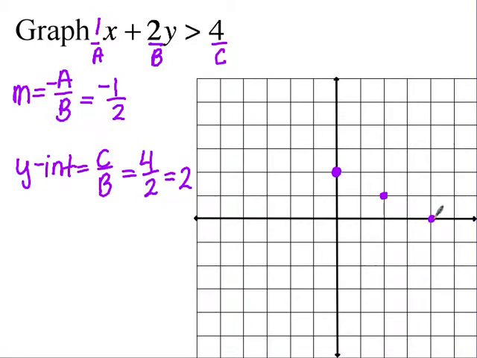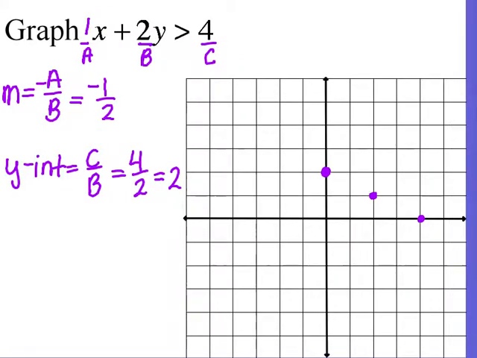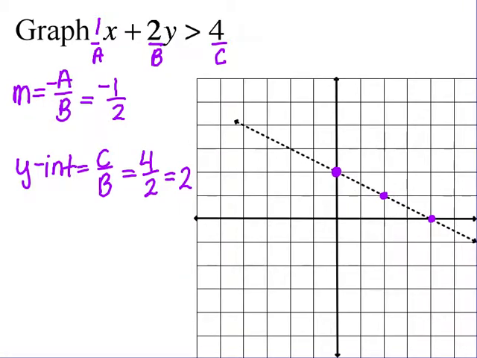Now the question is, do I use a dashed line or a solid line? In this problem, you will use a dashed line. The reason why is there is no equal to sign underneath this inequality. If it would have been this way, you would have used a solid line. So let's go ahead and draw a line through that. Okay, and it is a dashed line. There we go.